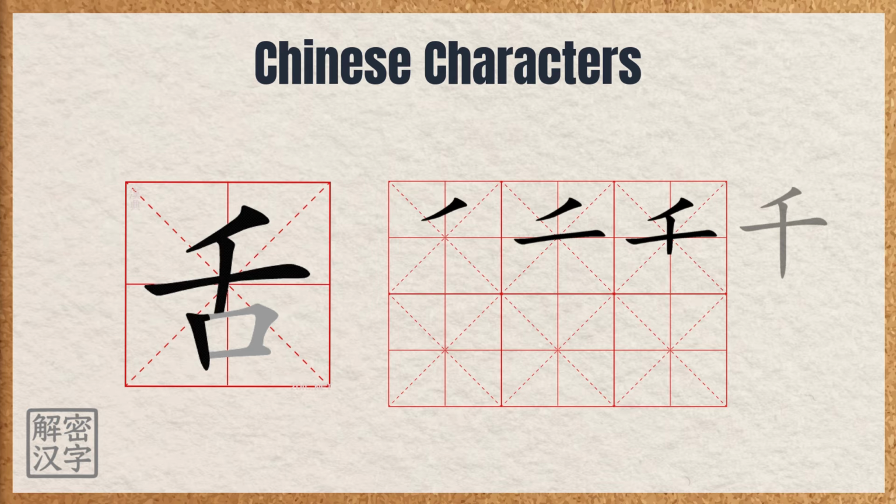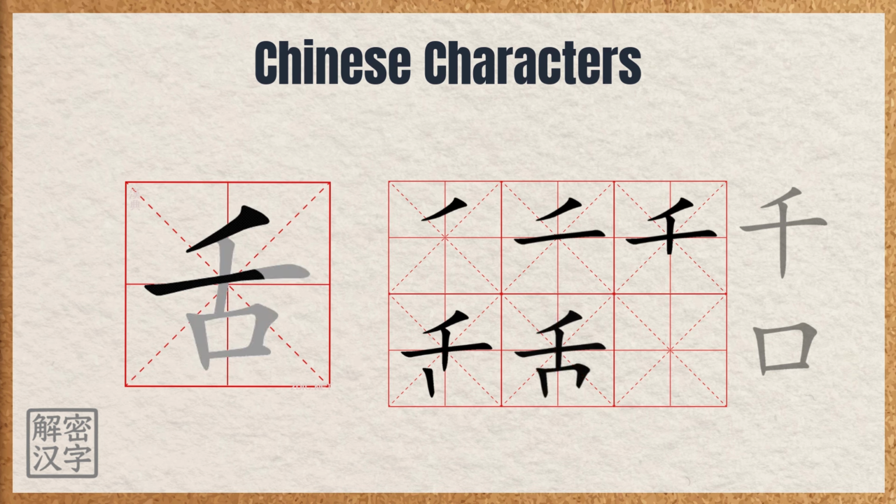Next, write the bottom component, 口. Do you remember how to write it? The order is a vertical stroke, then a horizontal folding stroke, and finally, a horizontal stroke to close the bottom. Practice a few times, and you'll be able to write it smoothly and naturally.